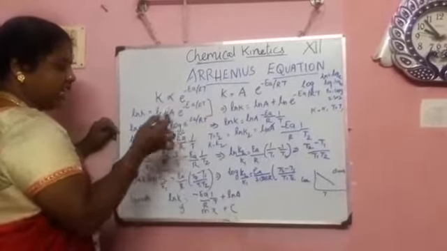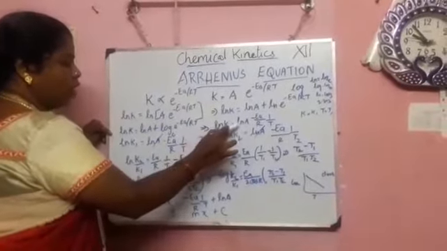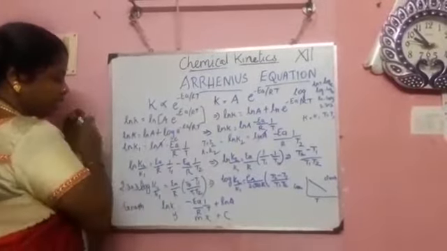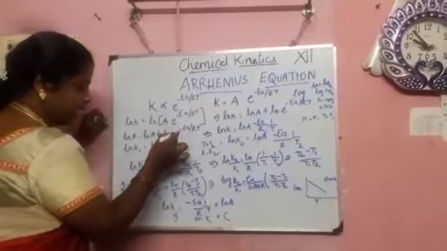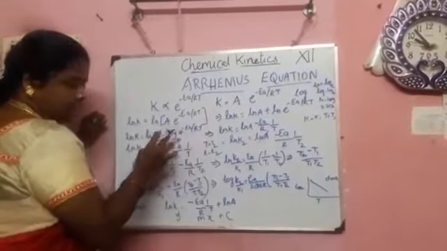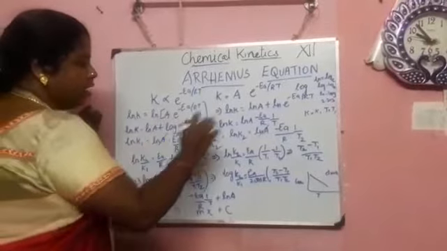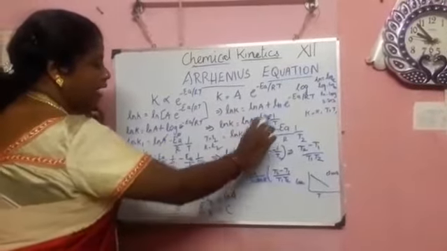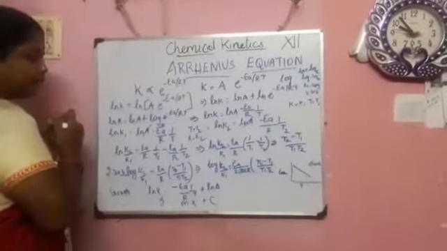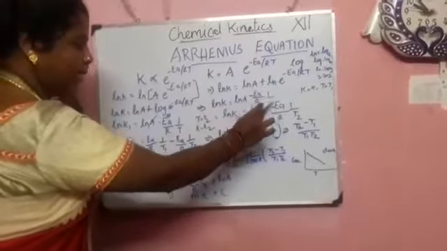So the e gets cancelled, because ln is log base e, and the e of the activation energy cancels with it. So only ln k equals ln of A minus Ea by R into 1 by T. We have to segregate the temperature alone.